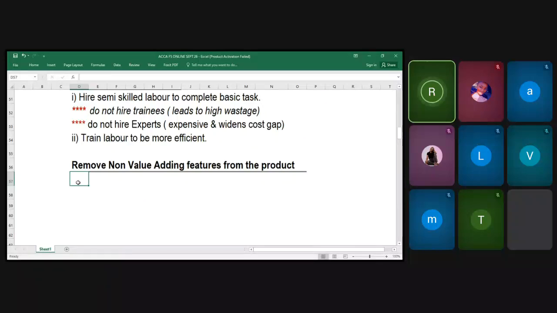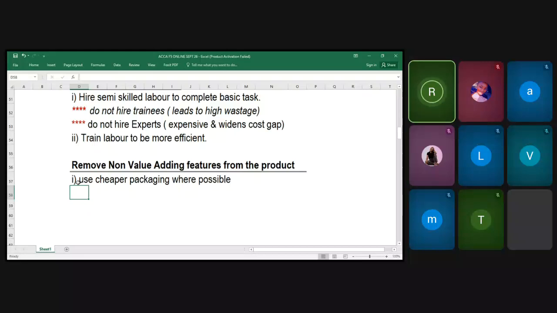Another thing is what? Use cheaper packaging where possible. So the phrase where possible is very important. Use cheaper packaging where possible. So it's not every time that we should use cheaper packaging.